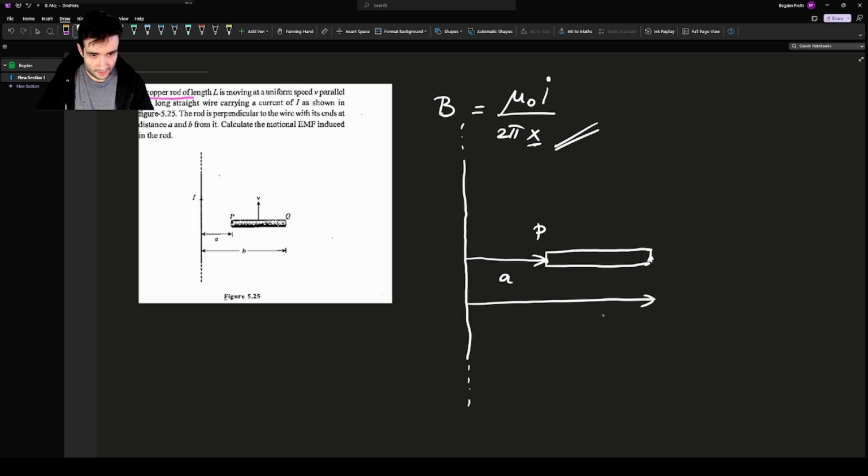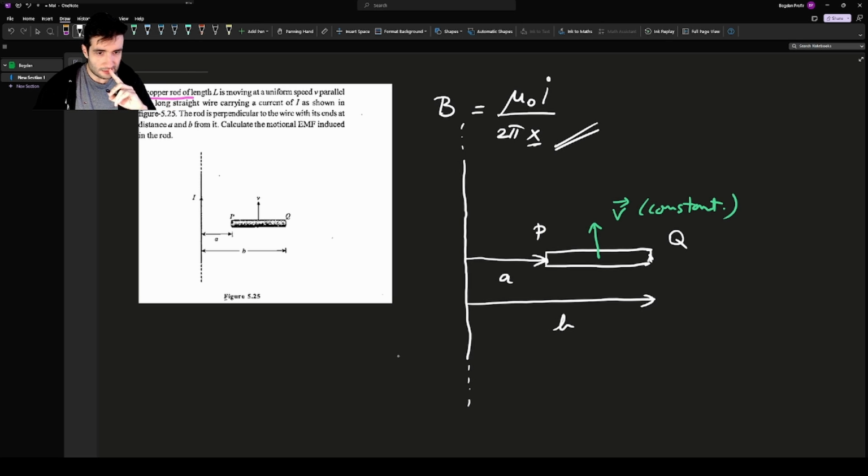and then we have b as the distance from the wire to the right end of the conductor. And we know that this conductor is actually moving in this upwards direction with a constant velocity, v. And what we want to find is we would like to find the induced EMF in this metal rod. Okay, so let's see how we can actually approach this.